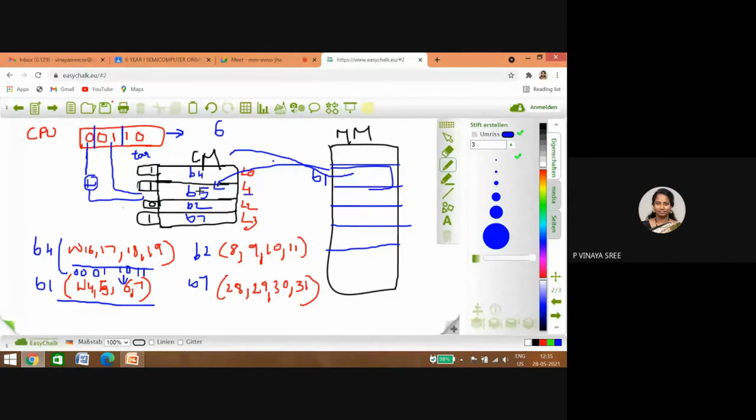But let me explain with the diagram. So this is your direct mapping cache organization. This diagram is very important, so you must understand this very clearly.